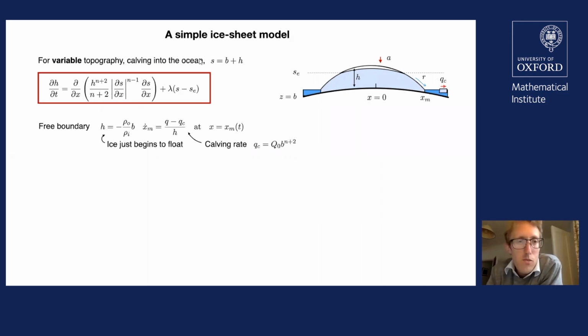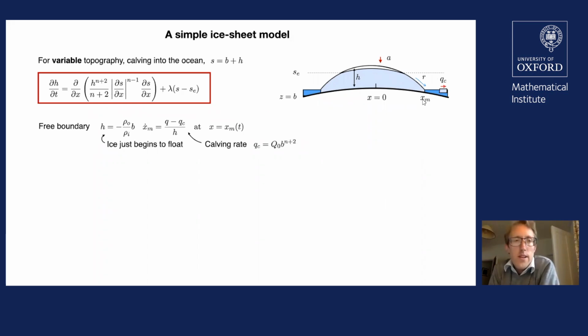So we can make this slightly more complicated if we assume that there's topography which is not completely flat, so the bed's not horizontal, and then this equation is not quite so clean. And the other thing that can happen is that it now flows into the ocean. That means it doesn't go to having zero thickness at the edge. The edge is now the position where icebergs are going to break off at this rate Q_C.